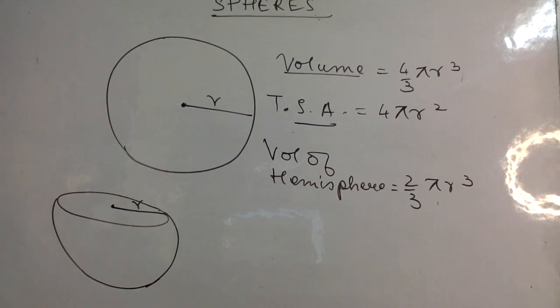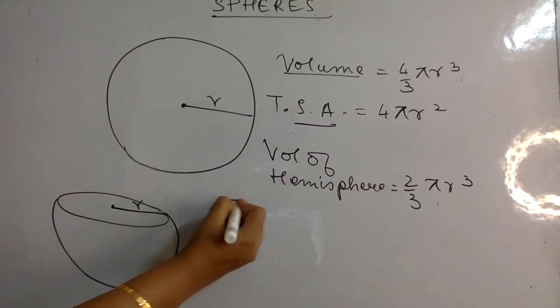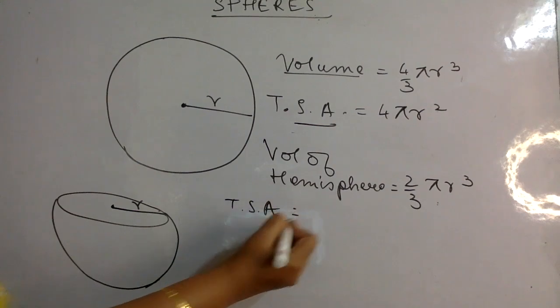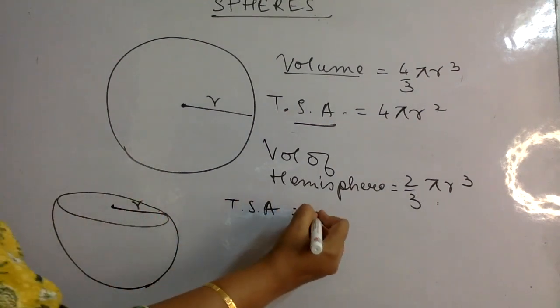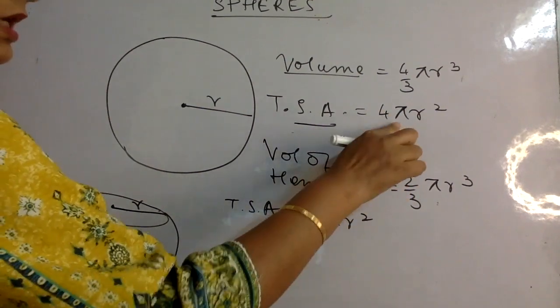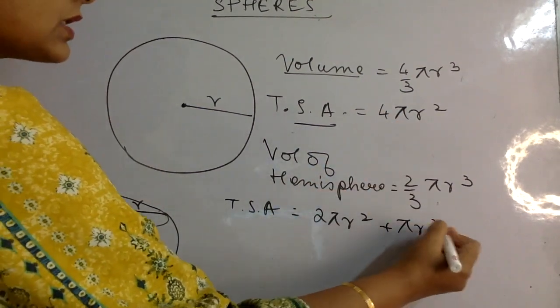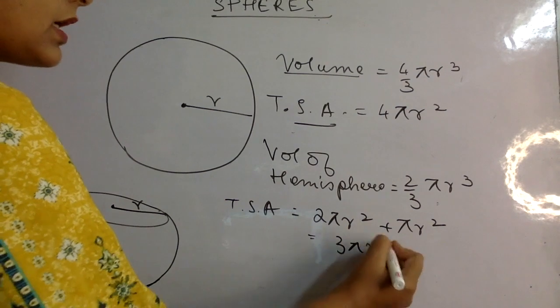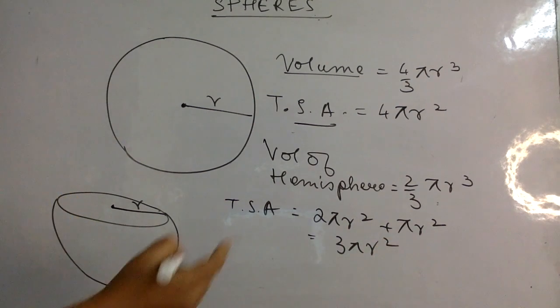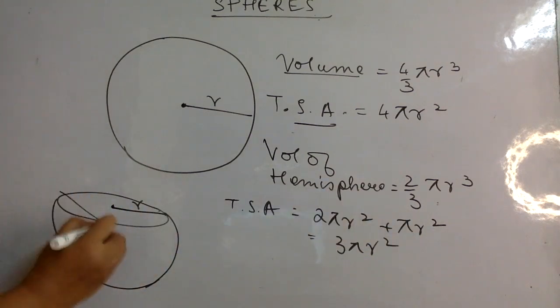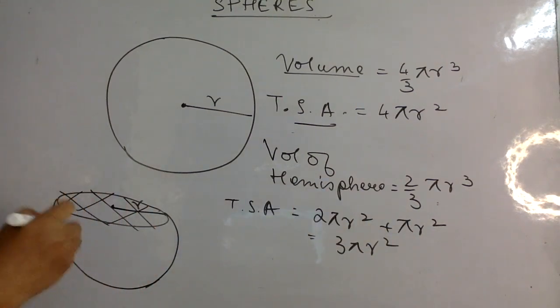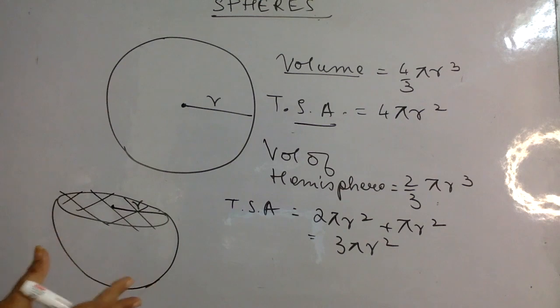If we divide it by 2, we get 2/3 pi r cube, and now the total surface area. Here we have to pay attention. Total surface area of a hemisphere is 2 pi r square, that is half of this, plus another pi r square, which gives 3 pi r square. Why this pi r square? This is the plane surface, which is pi r square, and the circular portion is 2 pi r square.